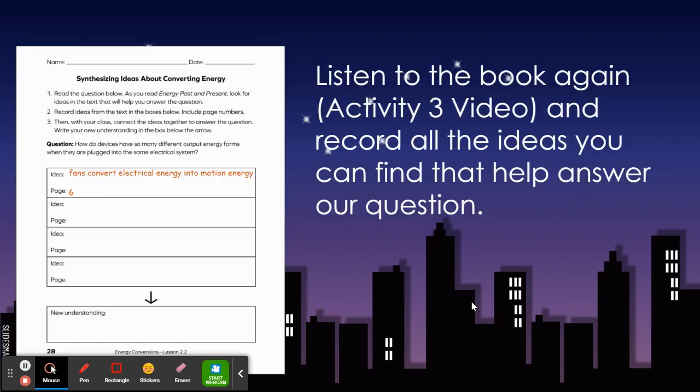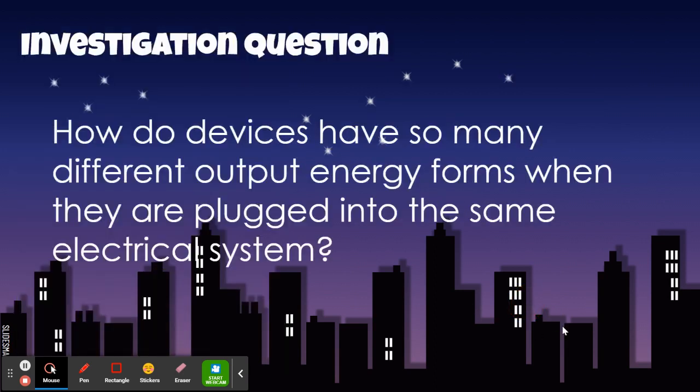So here's what I want you to do. Go back to the video from activity 3 and listen to it again. And as you're listening, I want you to find 3 more ideas that talk about converting energy, electrical energy, into another type of energy. It doesn't have to be motion energy like our fan example was. So you're going to find 3 more ideas, and then we're going to use that information to get a new understanding.